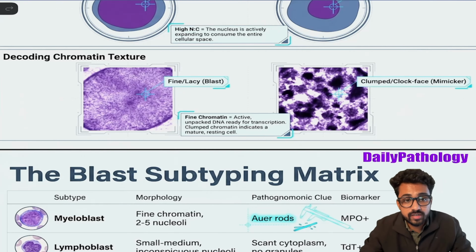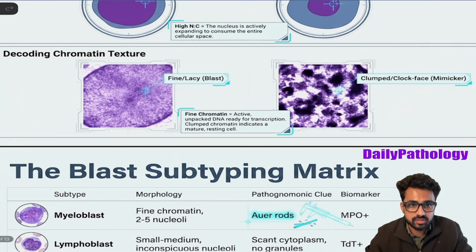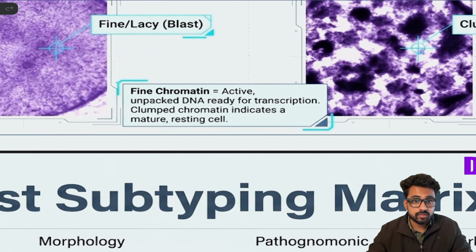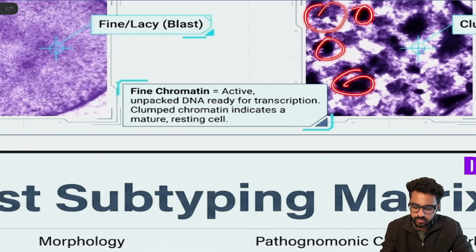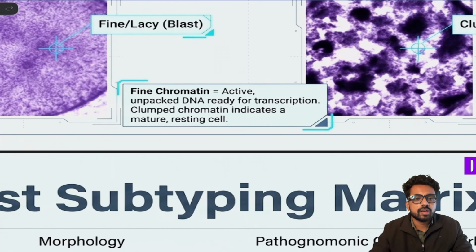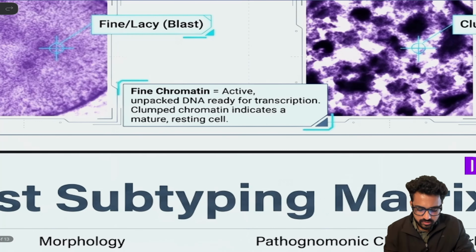And next is chromatin structure. Fine or lacy chromatin is mostly seen in the blast cell, whereas clumped and clock face chromatin are seen in the mimickers of the blast. Remember this point. Fine chromatin means active unpacked DNA ready for transcription, and clumped chromatin, here you can see this is clumped chromatin, which means the cell is mature and resting.